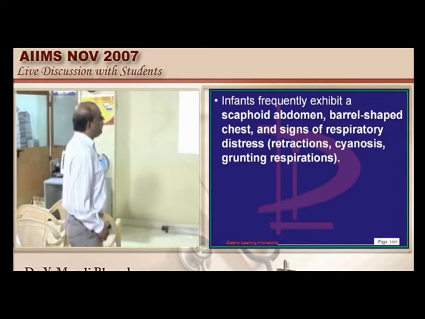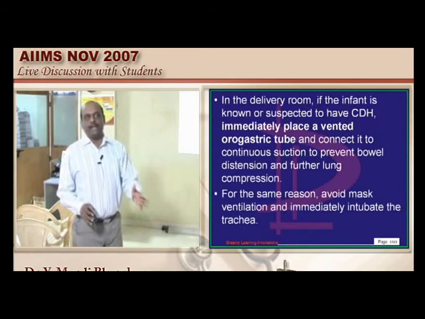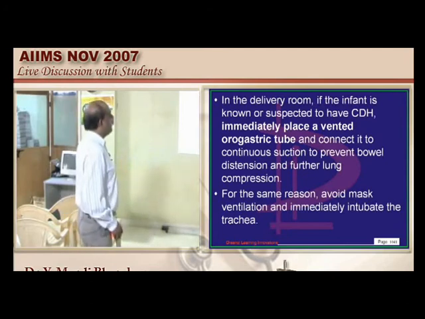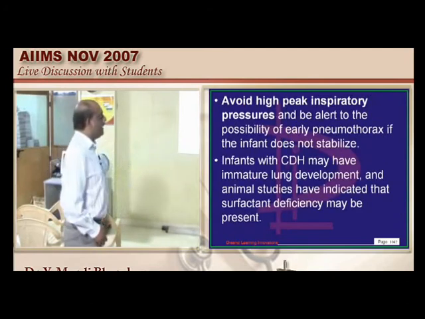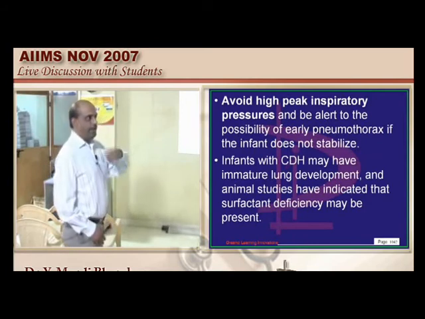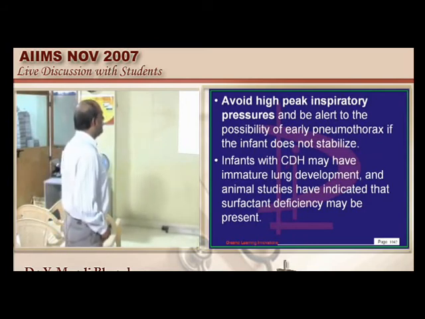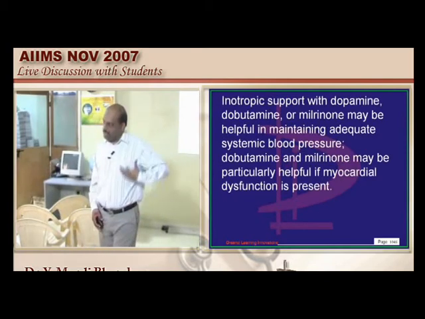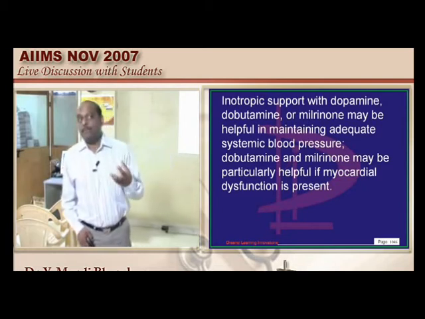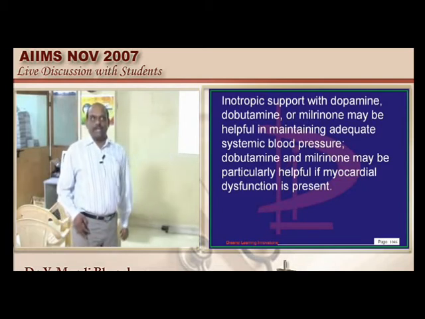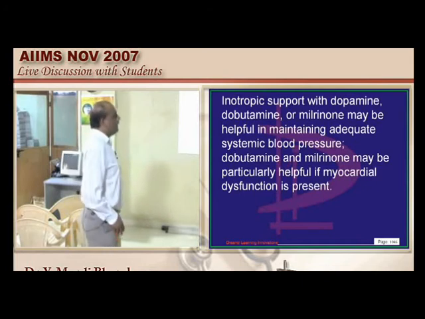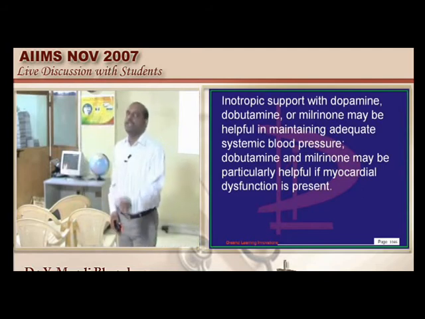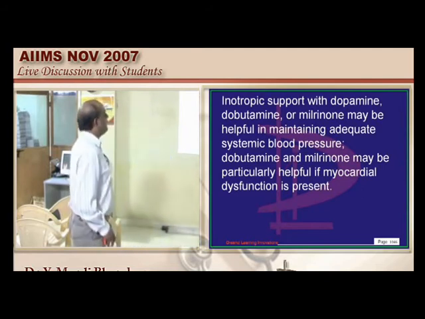Then what do you want to do? If at all you are suspecting congenital diaphragmatic hernia, place a nasogastric tube and start suction. Also avoid mask ventilation and immediately intubate the patient. And if you intubate and connect to the ventilator, don't blow it up. These patients may require extracorporeal membrane oxygenation because their lung has become almost hypoplastic because of the intestines protruding into the thorax. Another thing is hypocalcemia and hypoglycemia, which make them highly vulnerable to die. That's the reason glucose and calcium levels need to be strictly maintained.